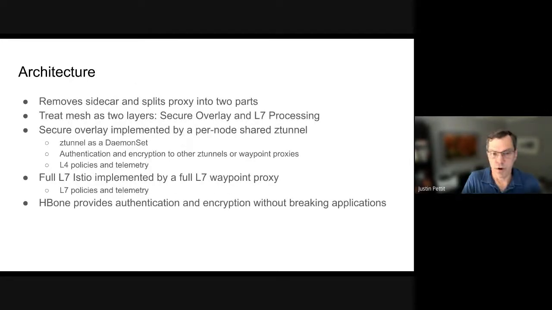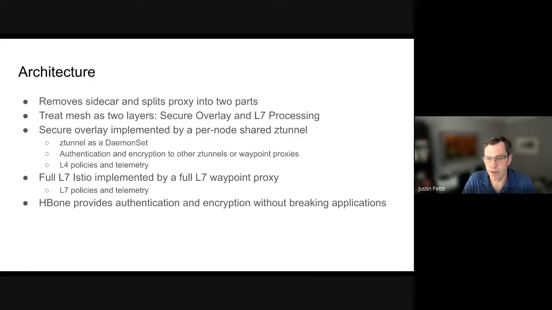So the architecture for Ambient Mesh is that we remove the sidecar and then we split the proxy that was existing as that single sidecar into two parts. Some of this was looking at how people use Istio and recognizing that there are two things that people need separately. Basically, everybody needs the zero trust secure overlay that MTLS provides. Not everybody needs the L7 processing, which is the really expensive part and the part that is more likely to break applications. So in Ambient, we separated those two layers.